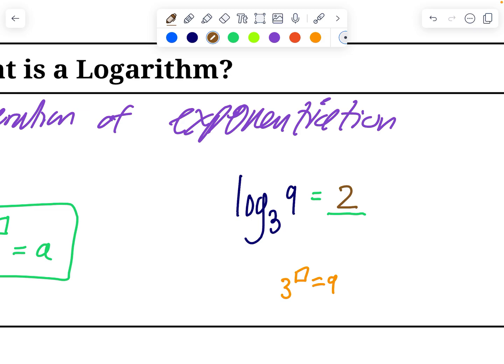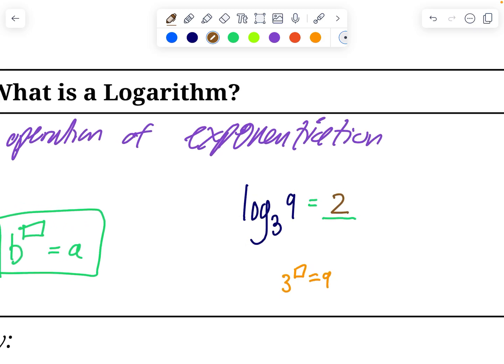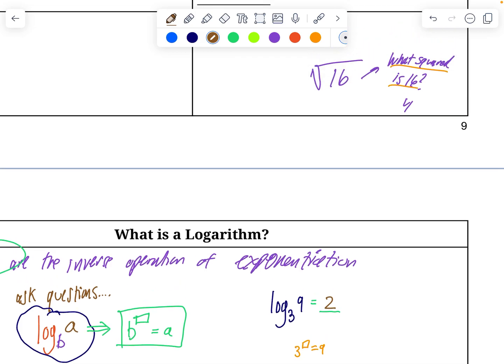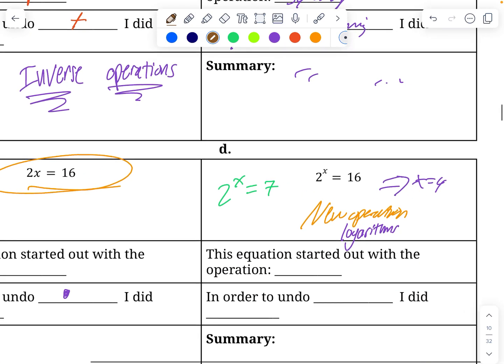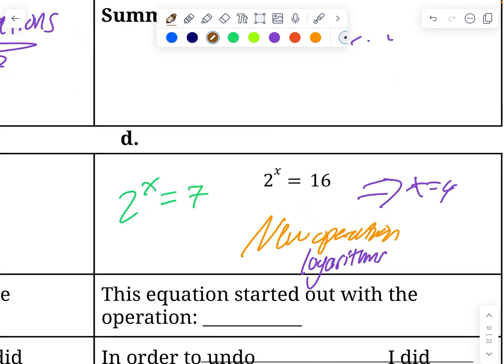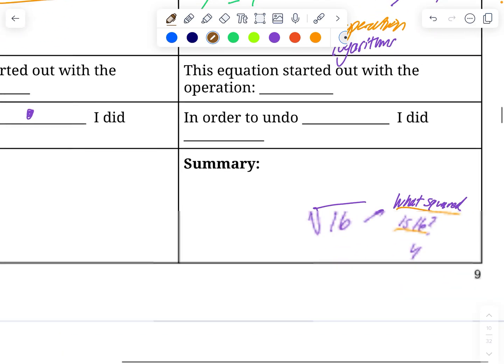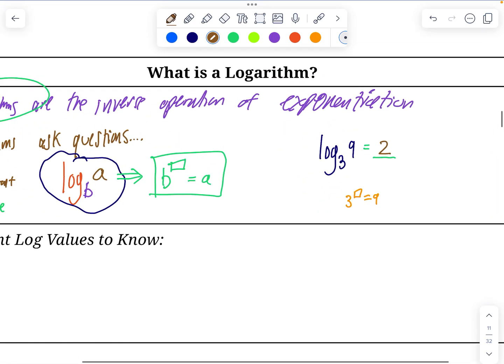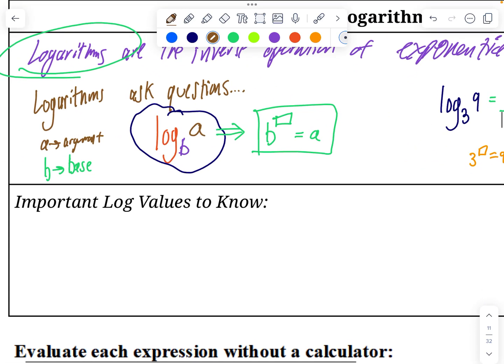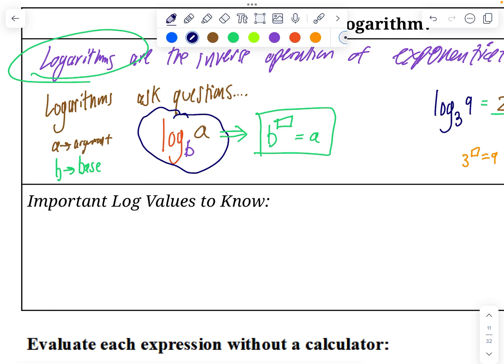Okay. If you're thinking right now, wait, dude, what does this have to do with solving this equation? Just wait. We'll come back to that. That's like a couple lessons from now. We'll put it to use. Right now, I just want you to understand what a logarithm is. Okay. There's some important log values that come up.